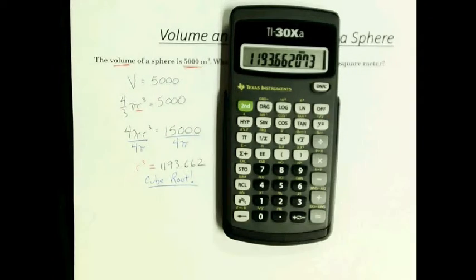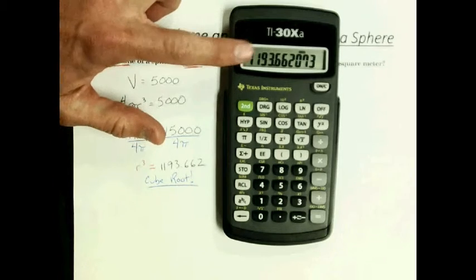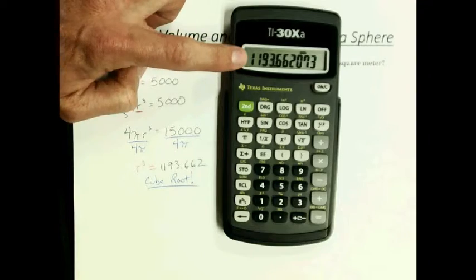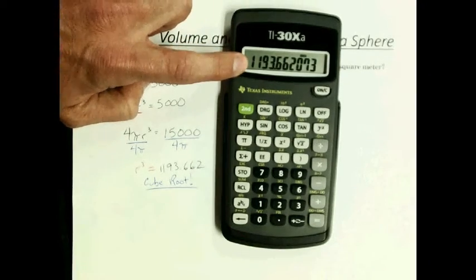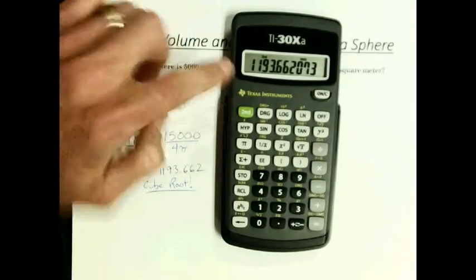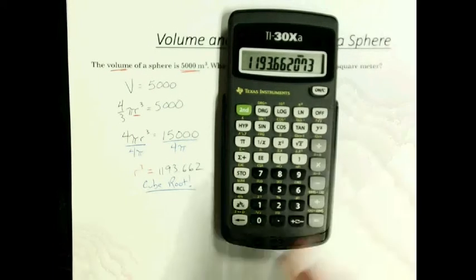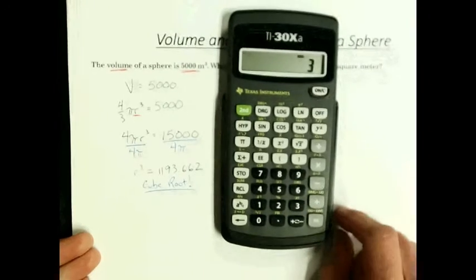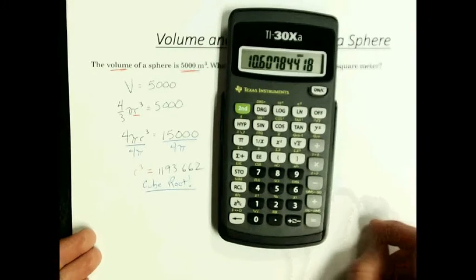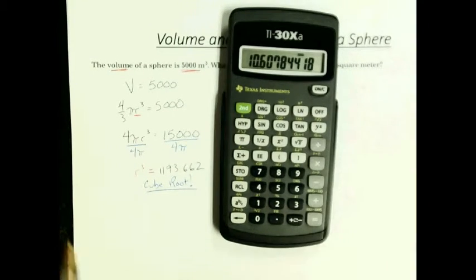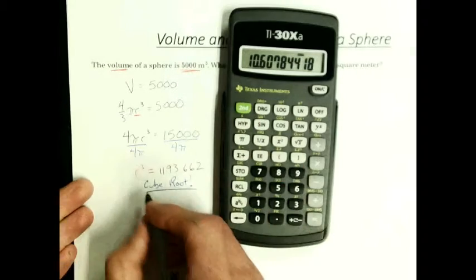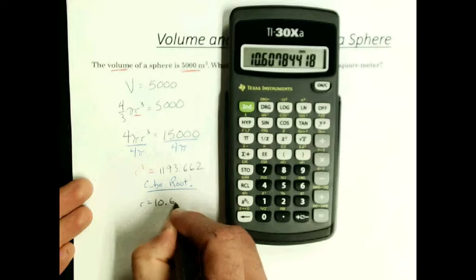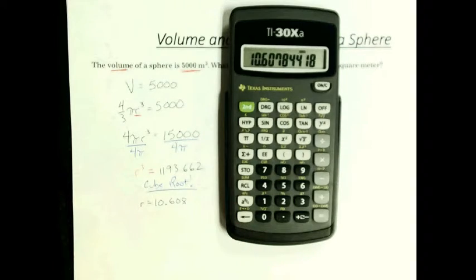Okay, so how does this work? This is what we have in the calculator now, this is what our radius cubed is, right? So the radius cubed is this number. To take the cube root, we're going to hit the 2nd 'to the' button, that's the cube root. As soon as we hit equals, we'll have the radius. Boom. So the cube root of that, our radius, is revealed to be 10.608. That is our radius.